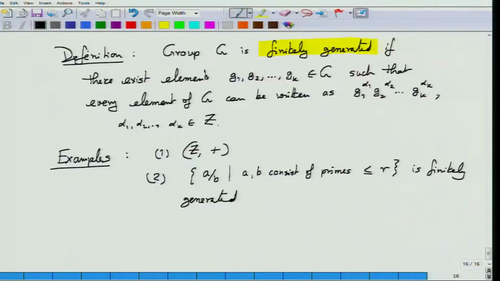Any other example of finitely generated groups you can think of? It's not easy to find an example of a finitely generated group. There are many, but most likely you have not come across them. So, let me give you another example, without giving any more details of it. Maybe later on, if we have time, we will come back to this example.